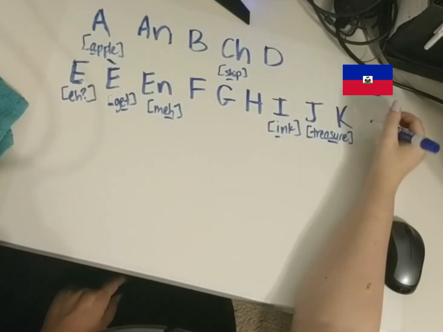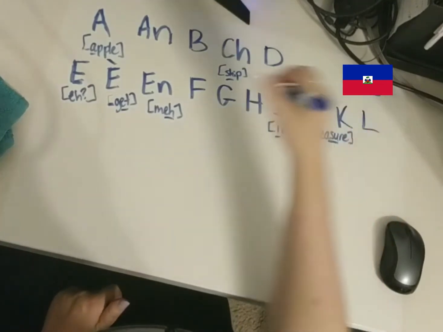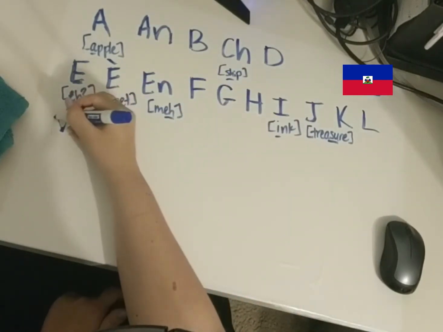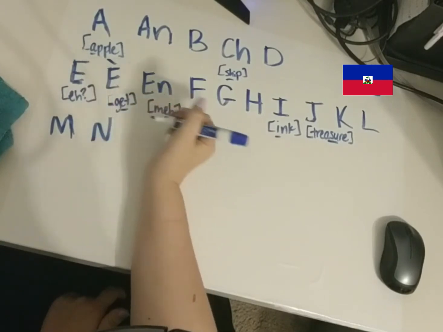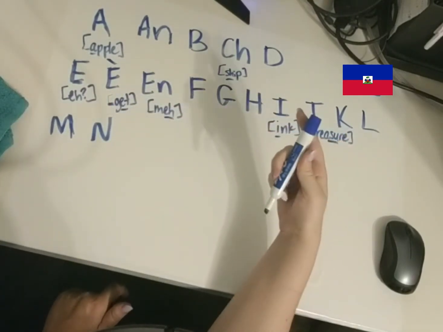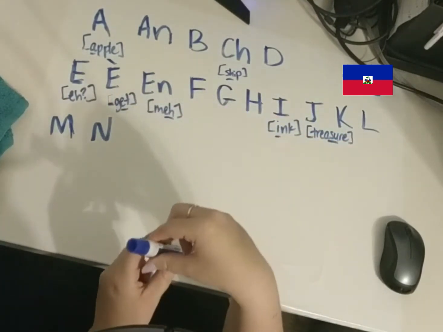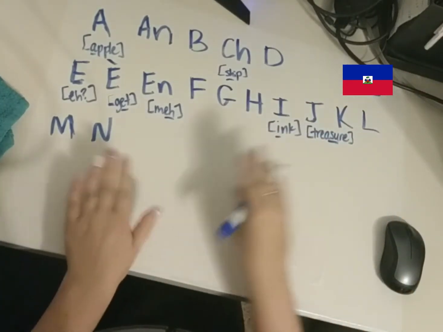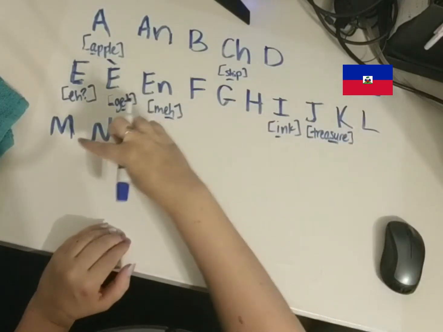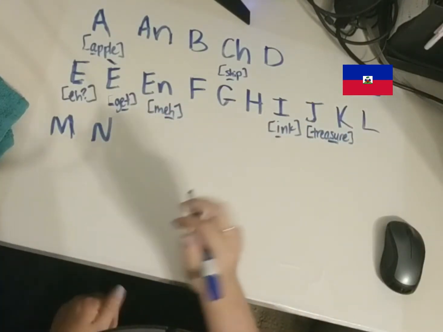K, K sound. L, L sound. M, M sound. And N, N sound. I miss my old marker. I have these fine ones, but I'm worried they're too small and they won't show up. But anyway, K, L, M, N are exactly the same as in English.